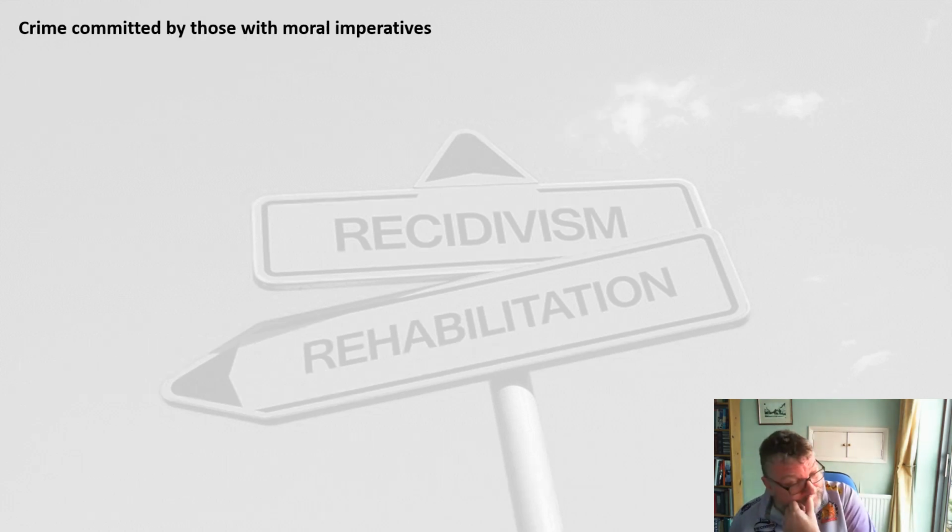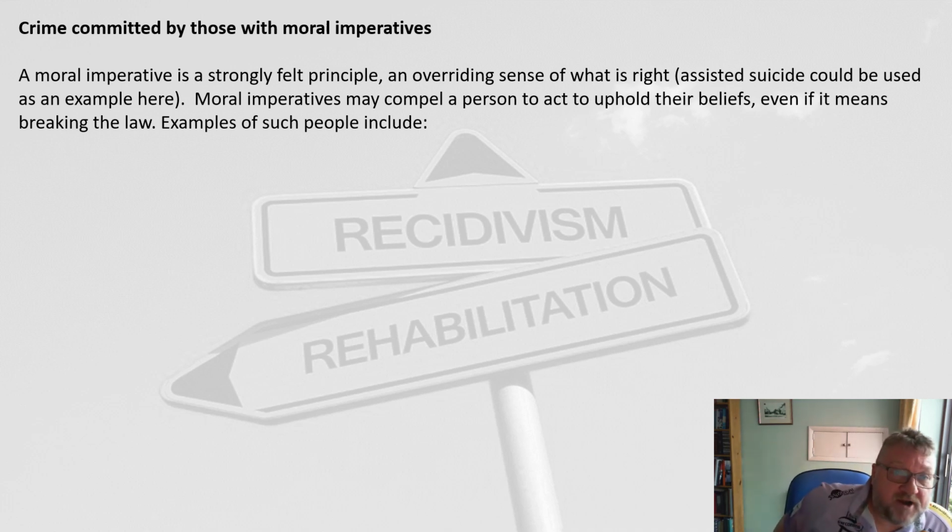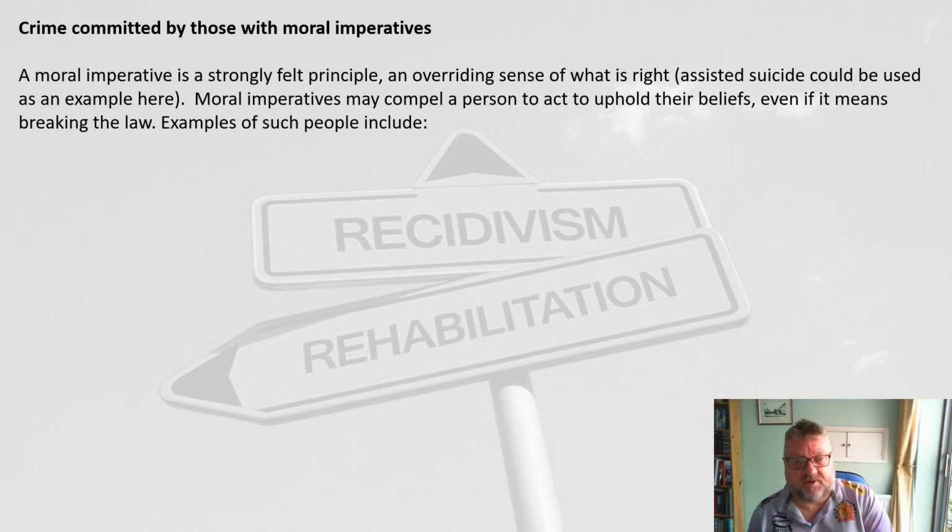And then finally, another limitation we come to is crimes committed by those with moral imperatives. Now, the moral imperative is a strongly felt principle, an overriding sense of what's right. So you could argue, I think, assisted suicide could be used as an example here. It's illegal in this country, but many people feel that it's perfectly acceptable. If you're dying from incurable disease, you should be allowed to take your own life. So moral imperatives may compel a person to act to uphold their beliefs, even if it means breaking the law.